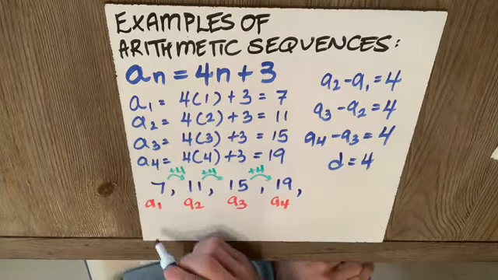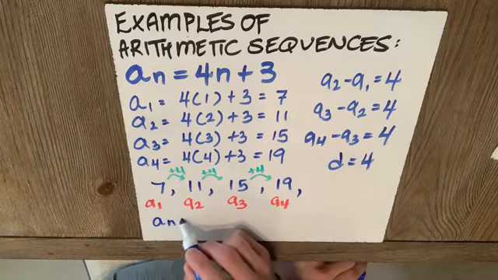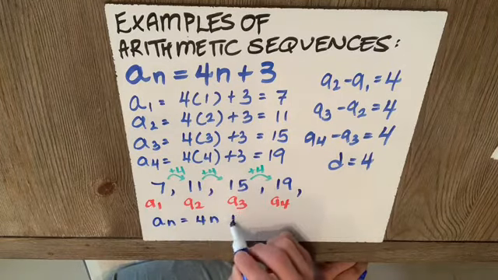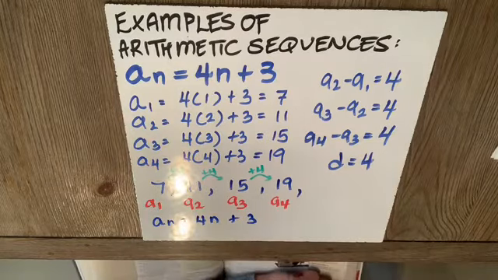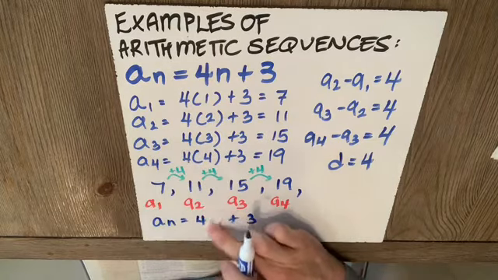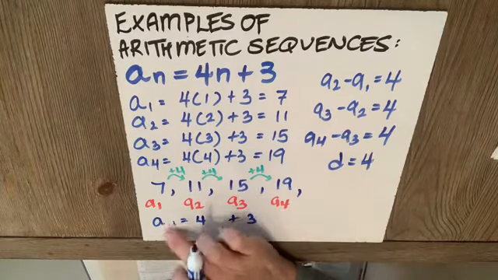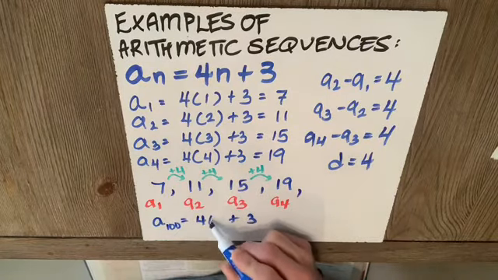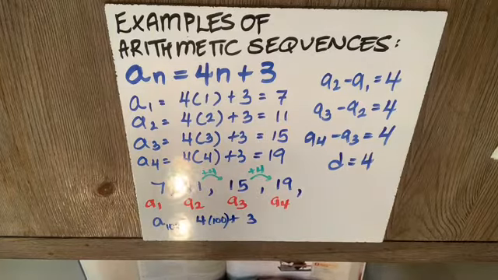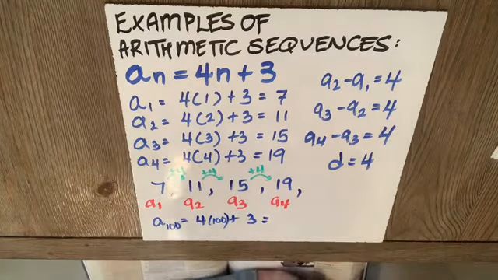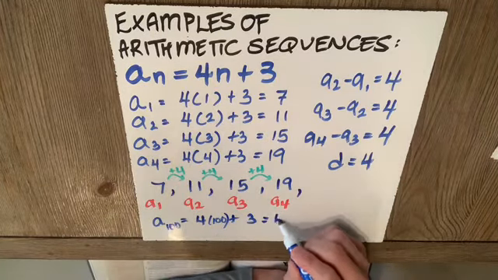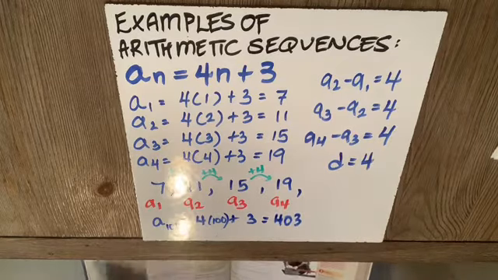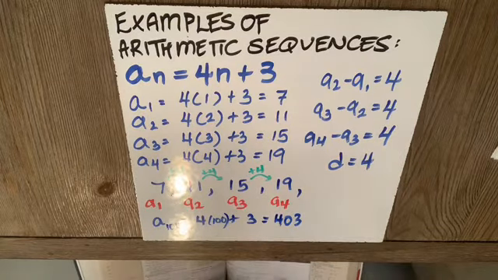Now, AN equals 4N plus 3. What's great about this explicit term? If I want to find A100, I don't have to find A99. I can just jump to putting in 100. That's the benefit of an explicit term, which gives 403. Notice, I can jump around the chessboard.